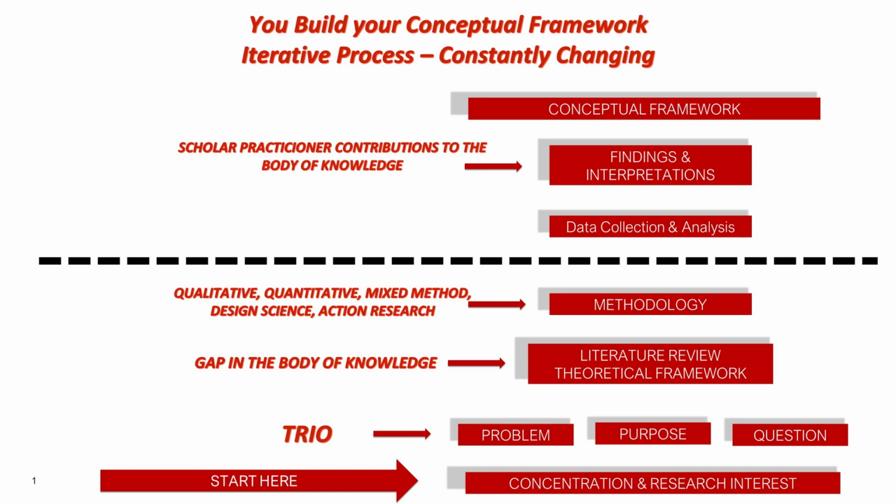Once you have an idea of where you want to go with your research, then you're going to build what we call a trio: a problem, purpose, and research question. These three things are going to lay the foundation for you to go to the next building block, and that is to build or write your literature review.